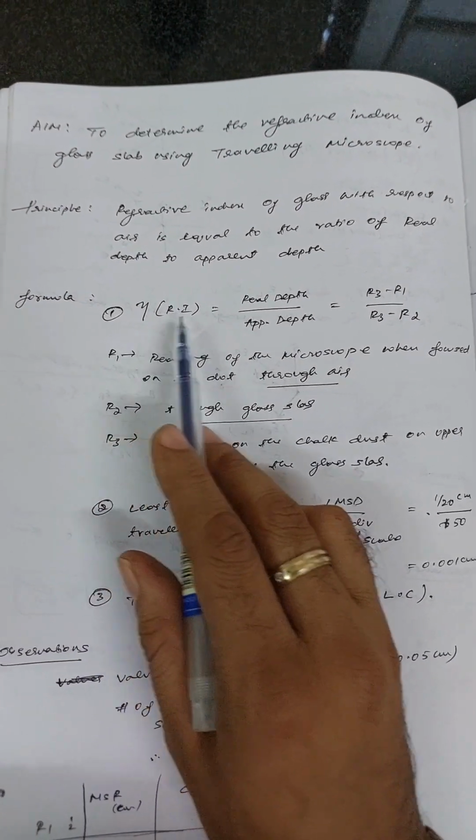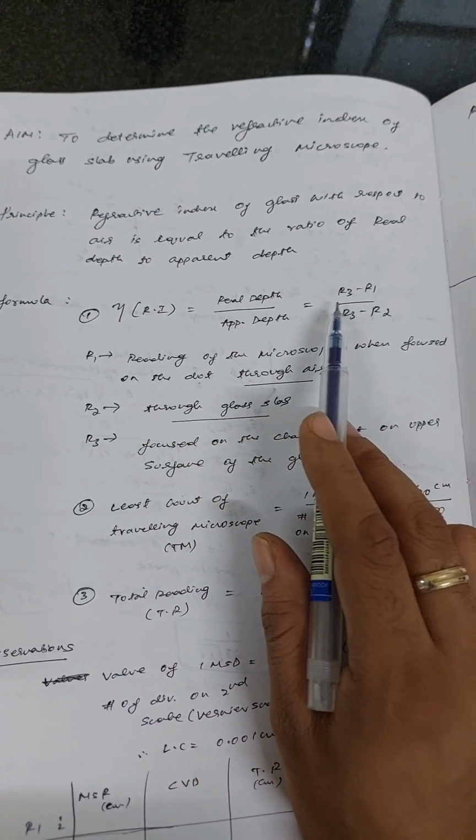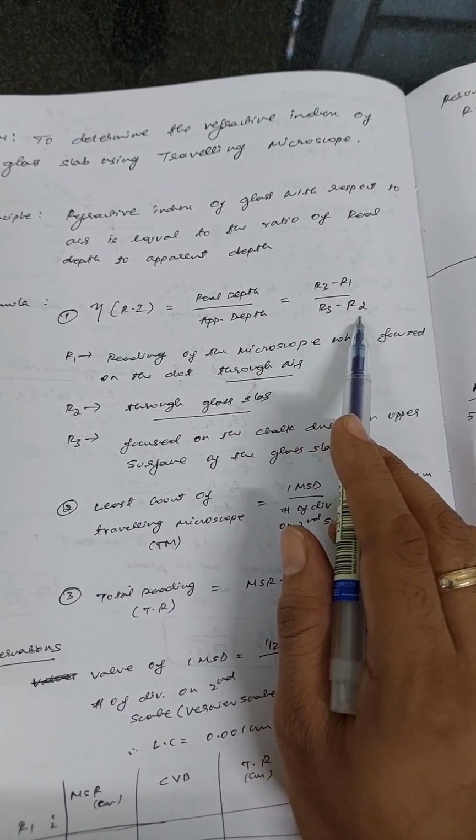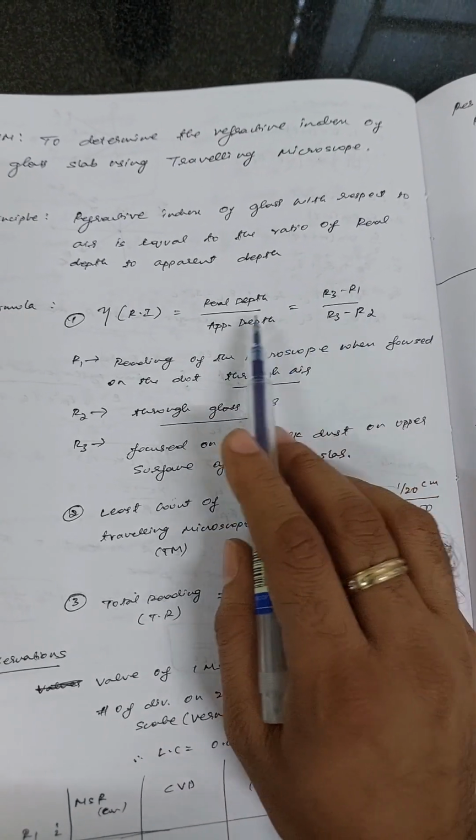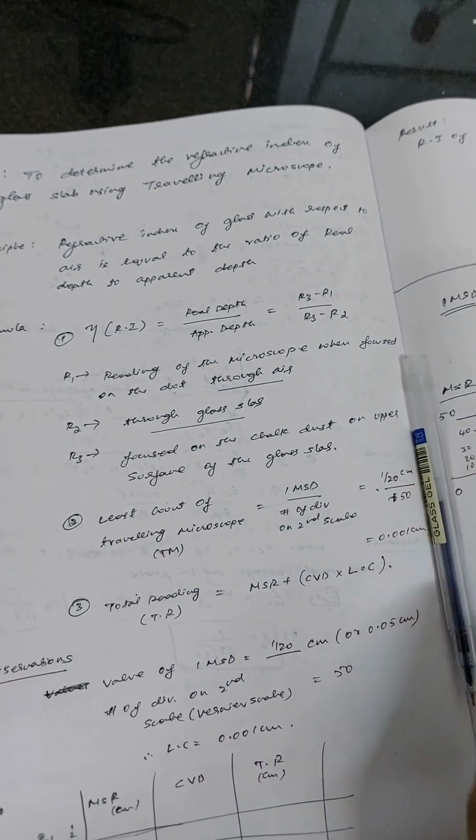So the refractive index of the glass slab is real depth by apparent depth, which is equal to (R3 minus R1) divided by (R3 minus R2). So basically R3 minus R1 will give me the real depth, and R3 minus R2 will give me the apparent depth. Now what are R1, R2, R3?